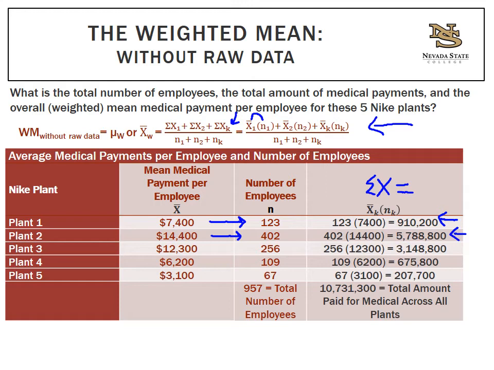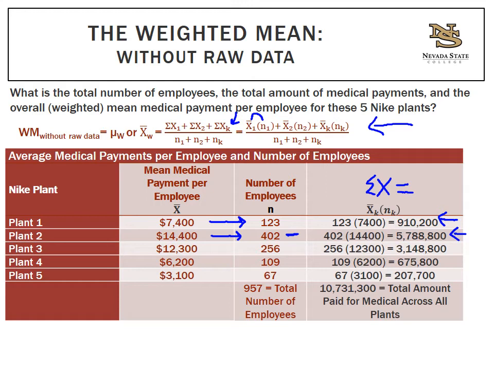$5,788,800 on medical payments. Now, that doesn't necessarily mean that their employees were hurt more, even though you can tell by the mean that they were. This number is also much larger because this is a much larger sample. So you see that we do that consistently across the board.